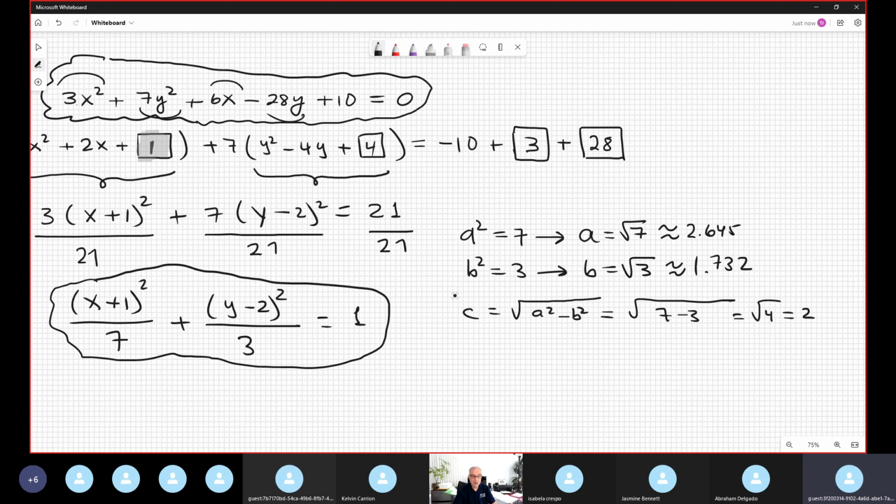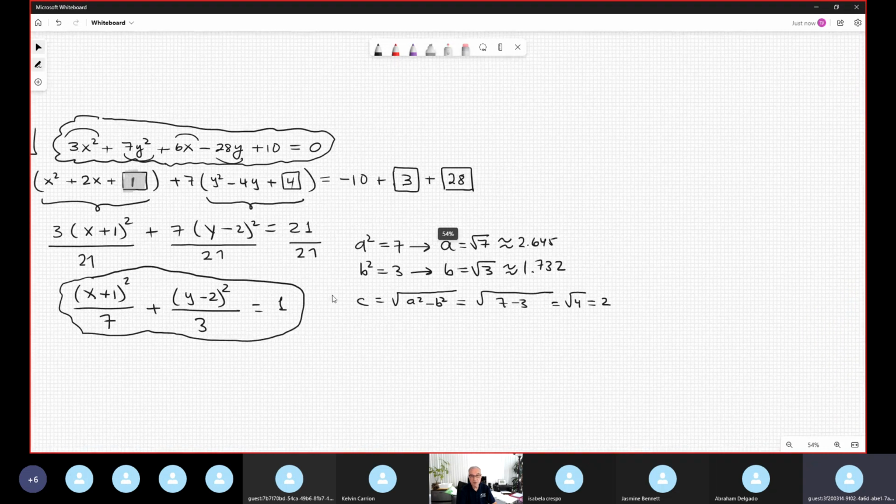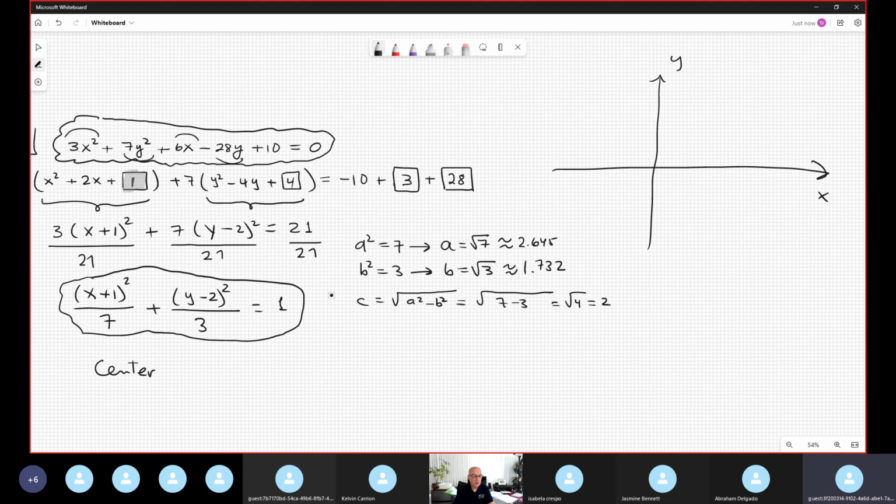So now we start. Suppose I am doing a little bit by hand to show you. This is the rectangular coordinate system, roughly. The center. Oh, I forgot the center. What is the center of this ellipse? Please help me. H, K. Who is H? Who is K?